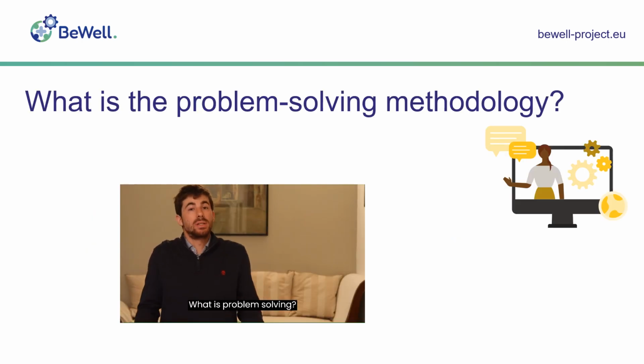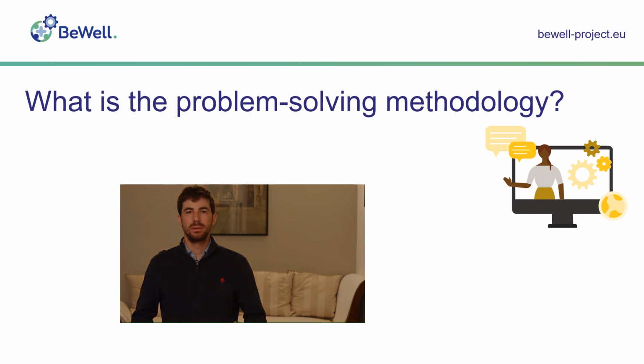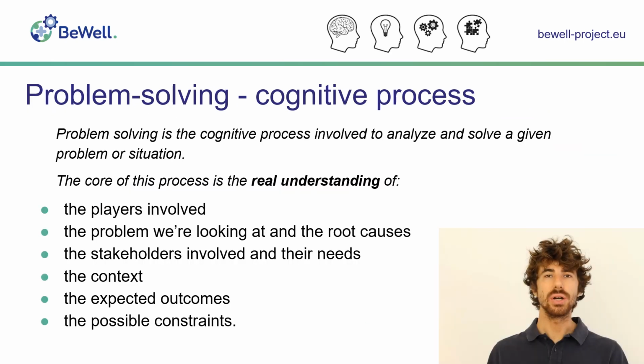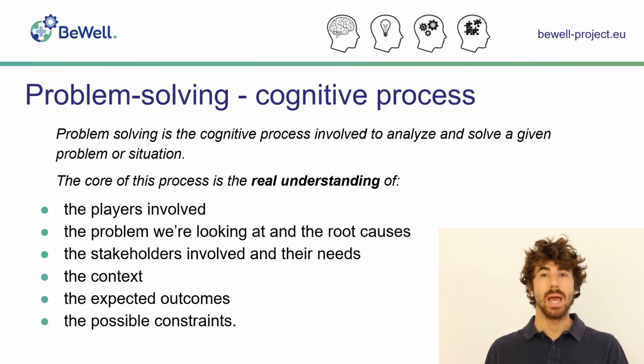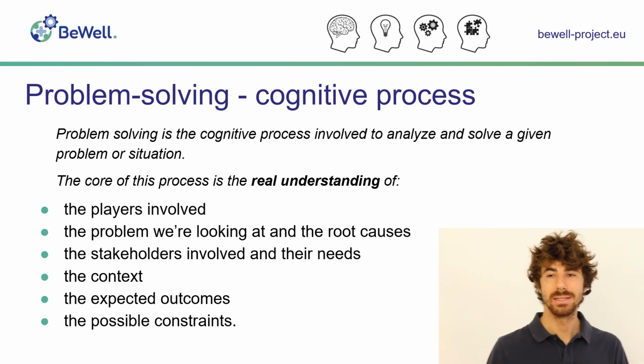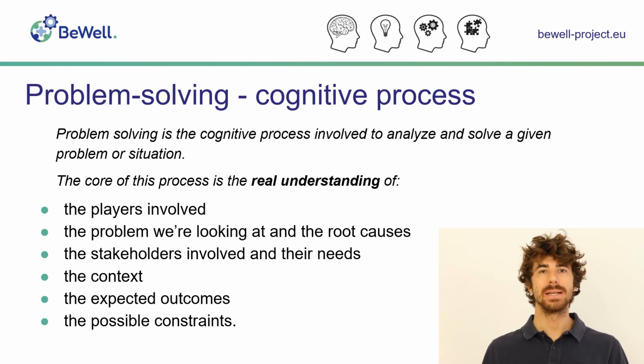What is problem solving? Problem solving is a cognitive process used to analyze and solve a given situation or problem we can encounter. The core of this process is the real understanding of the players involved, the problem we are looking at and the root causes, the stakeholders involved and their needs, the context we are working in, which is very important, the expected outcomes, and possible constraints we have to keep in mind.